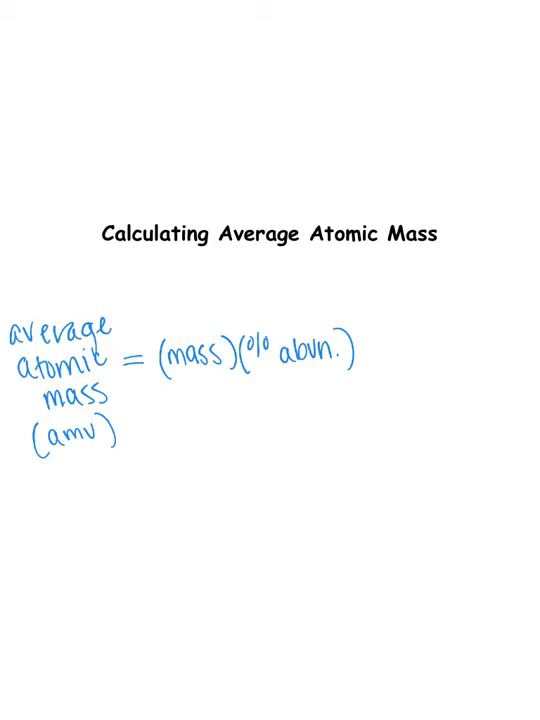The percent abundance is how commonly occurring that isotope is. The higher the percent means the more commonly occurring it is, and the lower the percent means that the more rare it is to find that particular isotope. So since the mass and the percent abundance here both pertain to our first isotope, we're going to label this isotope number 1.